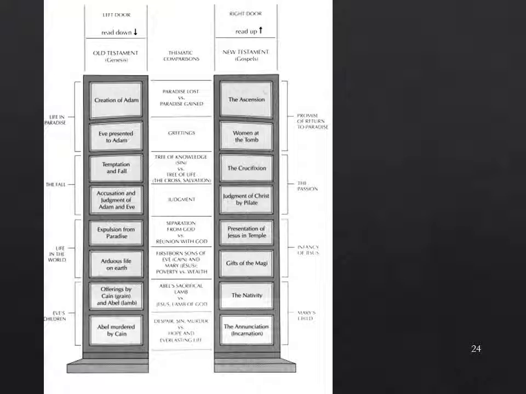We'll see, and I like this little diagram because it sort of spells everything out for us. At the very top, with the creation of Adam juxtaposed against the ascension, we see this idea of paradise lost versus paradise gained. The next panel down, we see Eve being presented to Adam across from the scene of the women at the tomb of Jesus. So we get this idea of greetings. Then down from that, we have the temptation and fall right across from the crucifixion. So we have this idea of the original sin, the tree of knowledge, being juxtaposed against the tree of life, which is the cross and salvation.